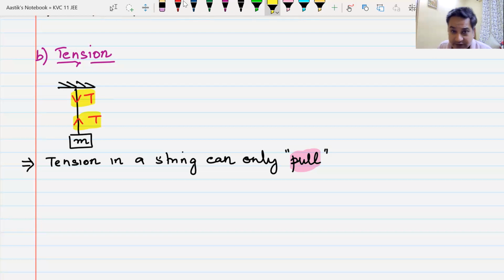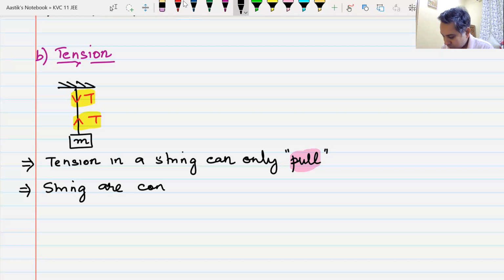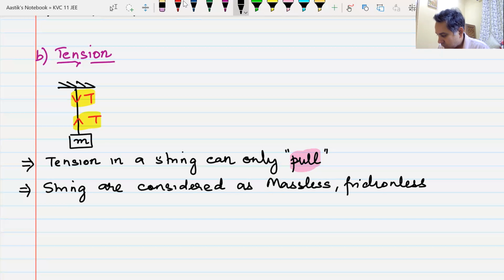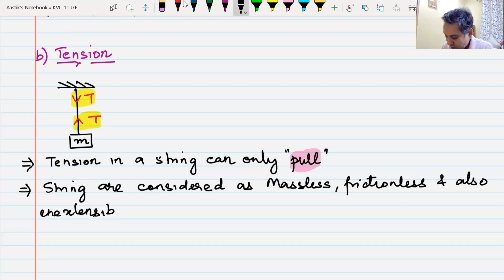Now when can this tension be same and when can this tension be different? So remember, strings are considered as massless, frictionless, strings are considered, we consider them, they may be so, it may not be so, but we consider them as massless and frictionless, and also inextensible. What do I mean by inextensible?